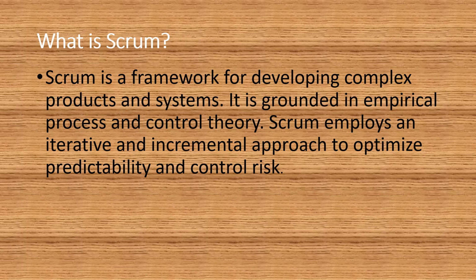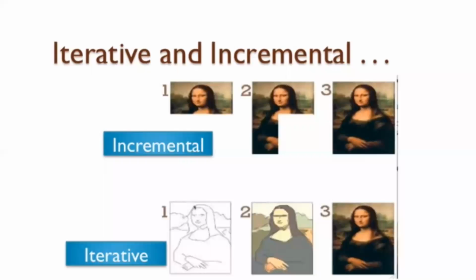Also, Scrum is an iterative and incremental approach to optimize predictability and control risk. That means it follows an iterative and incremental approach. I will show you what that is. These approaches help the user optimize predictability and have control over risk. If you look at this Mona Lisa diagram, I'm giving it as an example of these things. This all tells about the incremental and iterative approach.